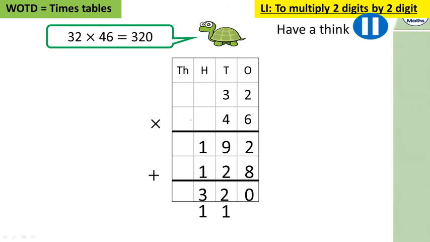Okay, so we have Tiny the Turtle back here, and he is saying that the answer to 32 times 46 is 320. So if you pause the video and have a look at Tiny's working out, see if you agree with him. If you do, fantastic, that's your opinion. If you do not, why do you not agree with Tiny that the answer is 320? So have a little pause, look at his working and see what you think.